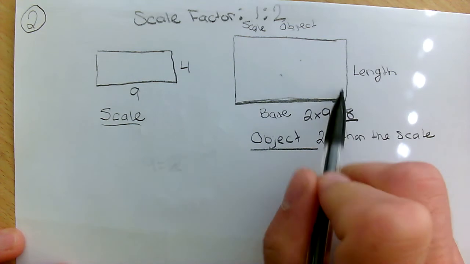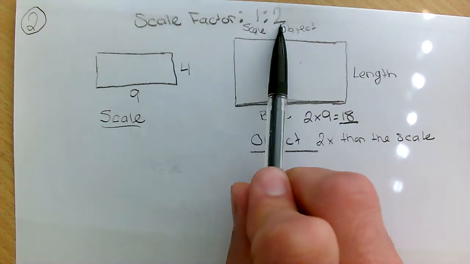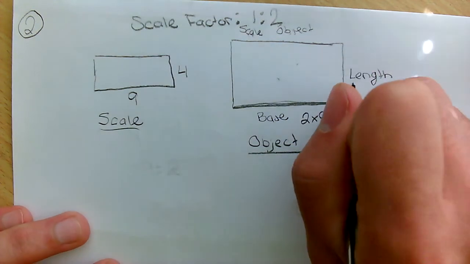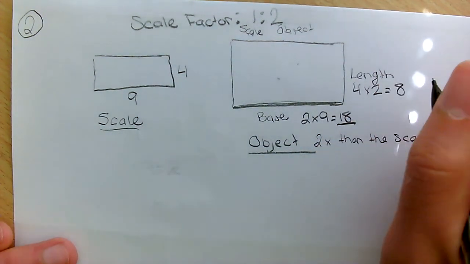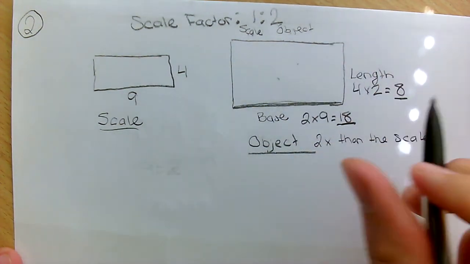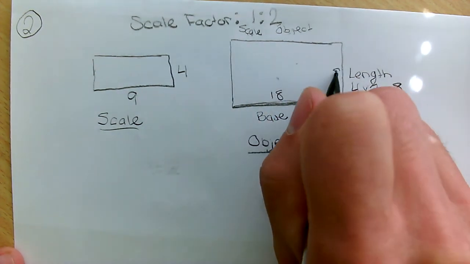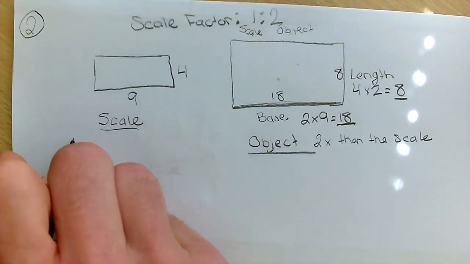Now what's our length going to be? Our object is 2 times the amount of our scale. So our length is 4 times 2, which is 8. So now we have our base is 18. Our length is 8. And now the next question is going to ask us to find the area of the scale drawing.